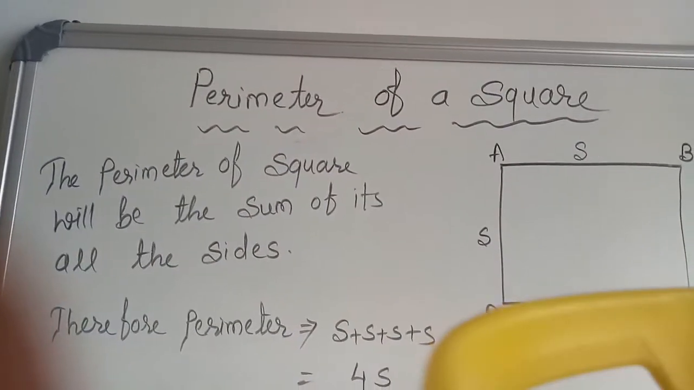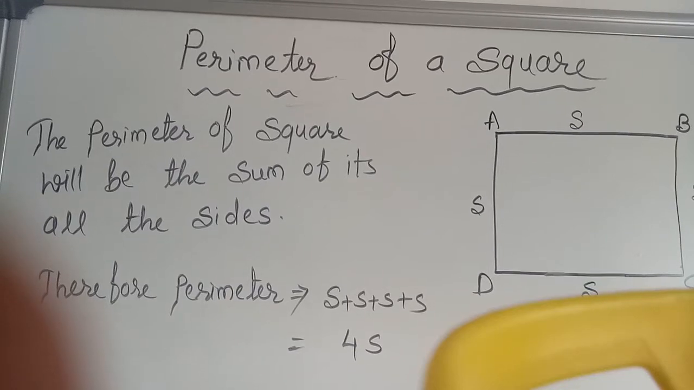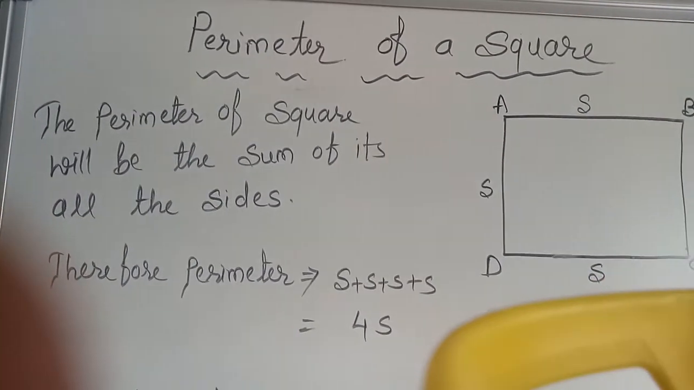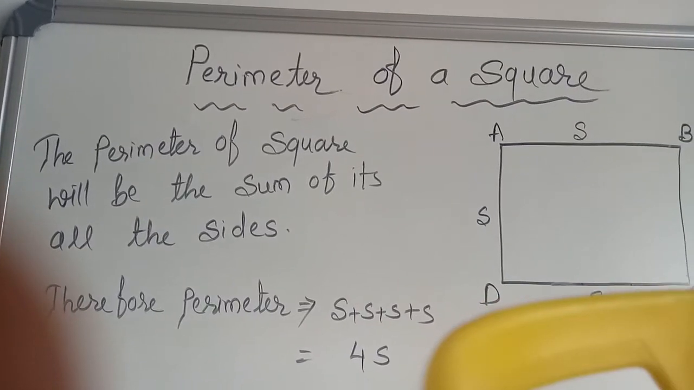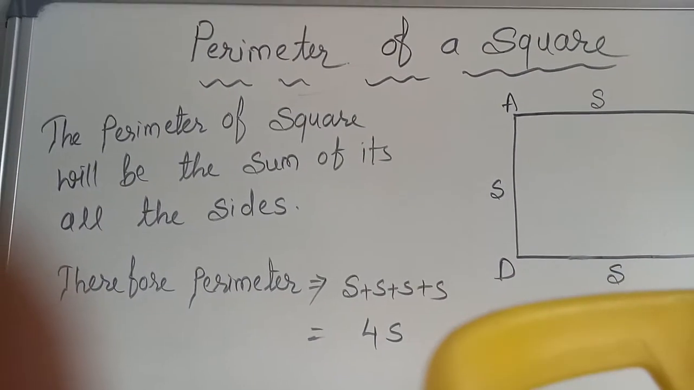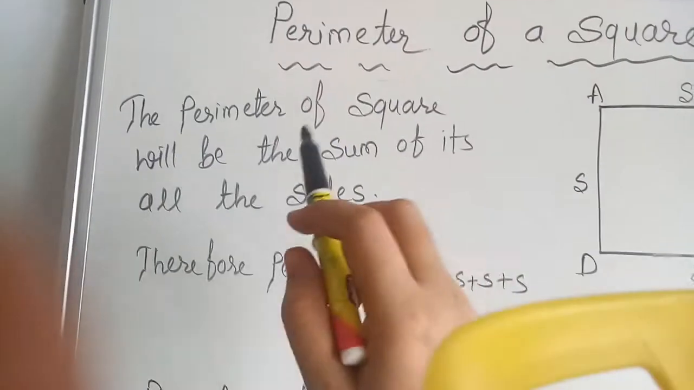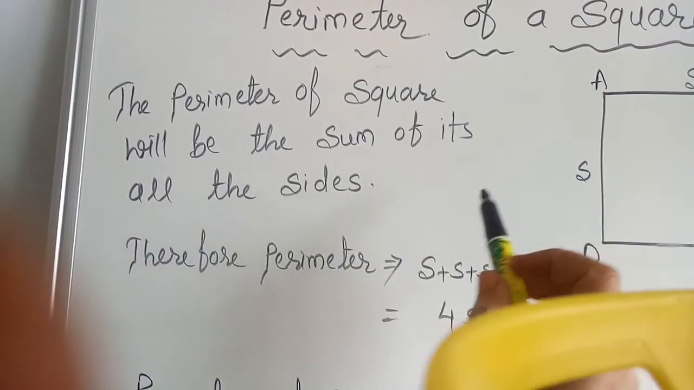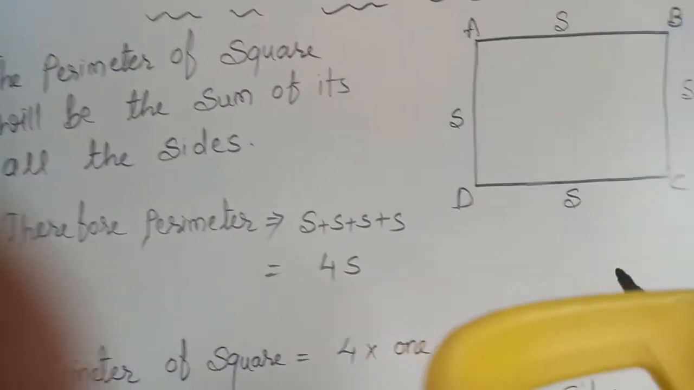Coming to the next concept, that is perimeter of square. See, it is again the sum of all the sides, similar to the rectangle and similar to the triangle. The perimeter of square will be the sum of all its sides. Therefore, we can write it like this.